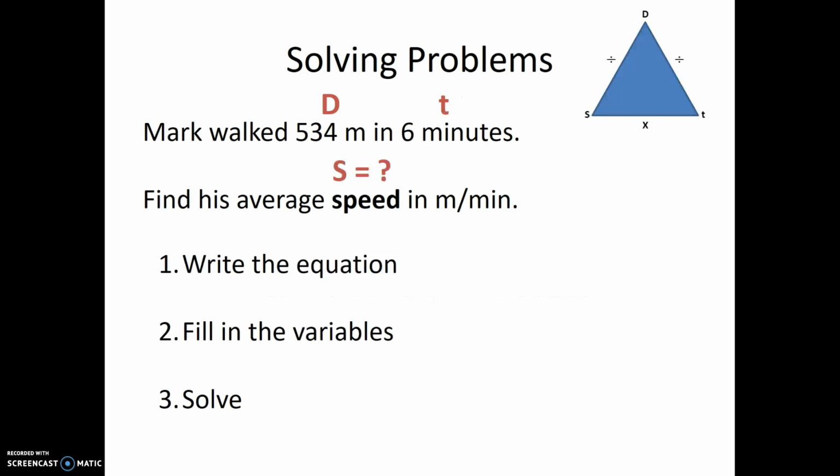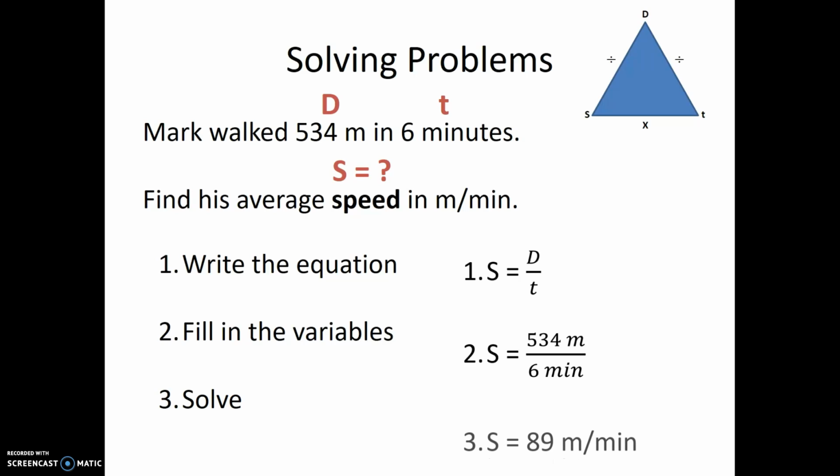So let's solve that with 3 lines of work. Our equation is going to be the speed equation again. Speed equals distance divided by time. Our numbers to plug in are speed equals 534 meters over 6 minutes. And there's our clue right here too. We've got meters per minute, right? That's going to be the label that we're going to label our speed in at the end. And if we divide that out, we're going to get 89 meters per minute. And we need to make sure that we write the label in there.